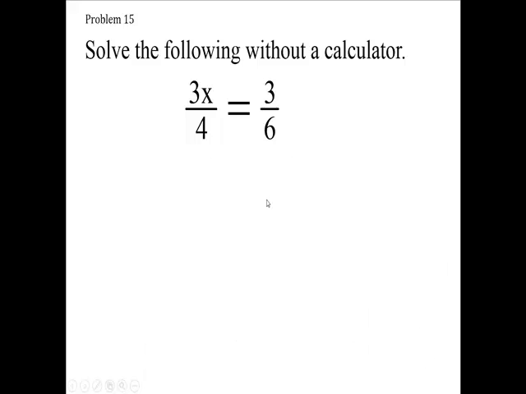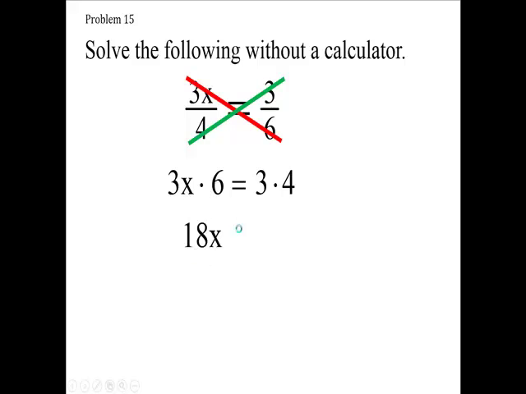So that's what we're going to do up here. We're going to say 3x times 6, and then we're going to go 3 times 4. Let's do that. 3x times 6, and that equals, and you're going to go the other way, 3 times 4. So on the left side, 3 times 6 is 18x equals 3 times 4 is 12. Okay? The variable is x, the coefficient is 18.